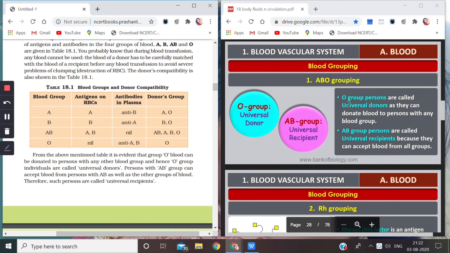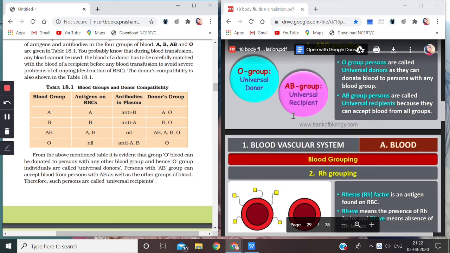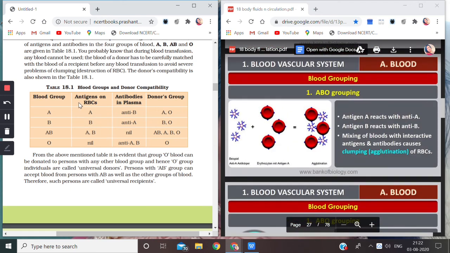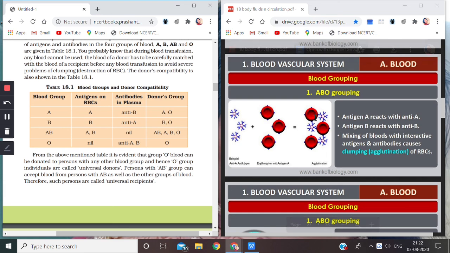Okay, see, O group is universal donor, as I told you, because it can donate blood to everyone, all the blood groups, and AB is the universal recipient because it can receive blood from all the blood groups. Okay, now see children, this was about blood grouping, antigens, antibodies, and why we should be very careful while doing blood transfusions, because they can lead to agglutination, which can be harmful for the patient also, right?